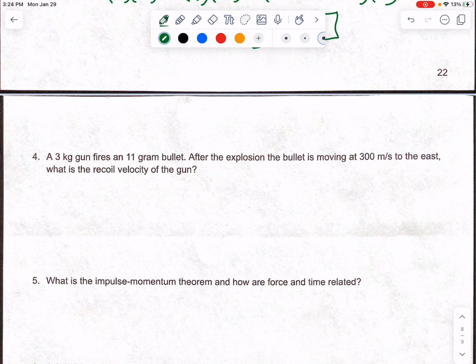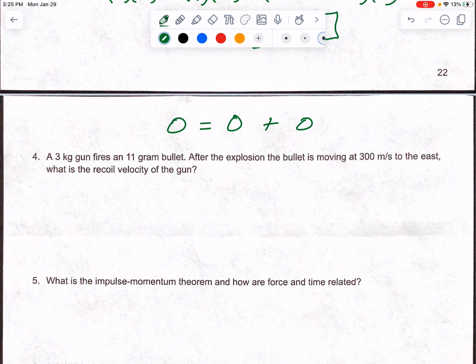Number 4, a 3 kilogram gun fires an 11-gram bullet. Okay, after the explosion, the bullet is moving at 300 meters per second to the east. What is the recoil velocity of the gun? So this is our 3rd type. This is where you have one object that's blowing apart, and then 2 objects are now going their own separate ways. So this would be like the gun and the bullet are together, and now they're separate.